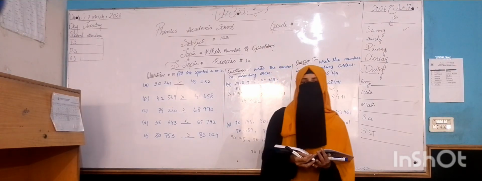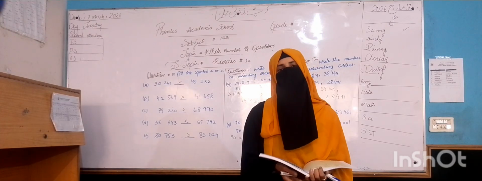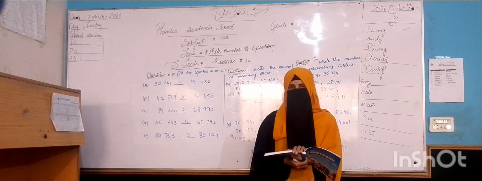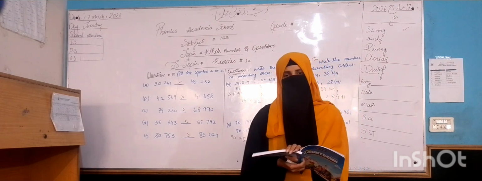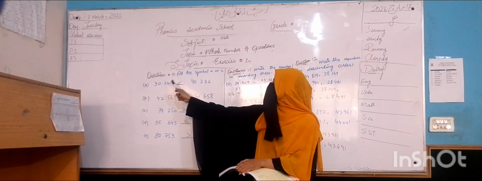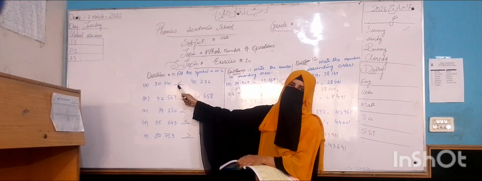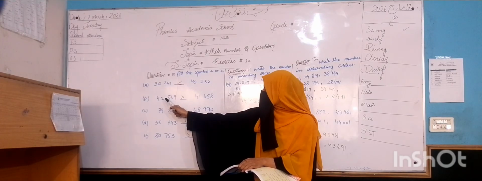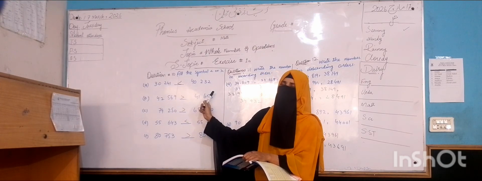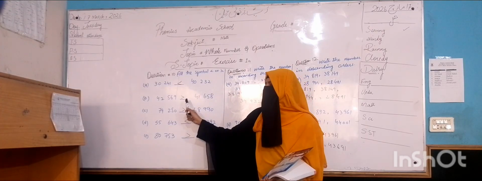So students, you know that when you put the sign of less than and when you put the sign of greater than, when your left side value is smaller than the right side value, you put the less than sign. And when your left side value is greater than the right side, the greater than sign is to be used.